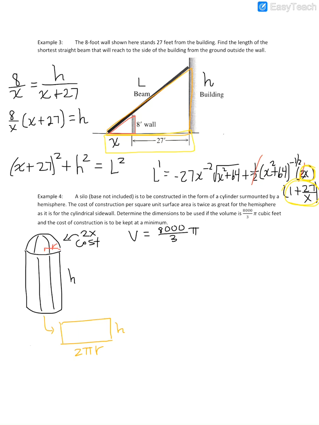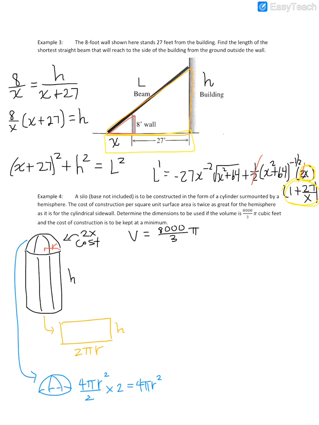Okay, the second part is the surface area of the hemisphere. Okay, so I'm going to take that. And so that is the half sphere. Okay. So I had to Google that one, and the surface area of a sphere is 4 pi r squared. This is a half of a sphere, so I'm going to divide it by 2. But the cost for this part is twice as much as the other one, so I'm actually going to times it by 2, and those things cancel.